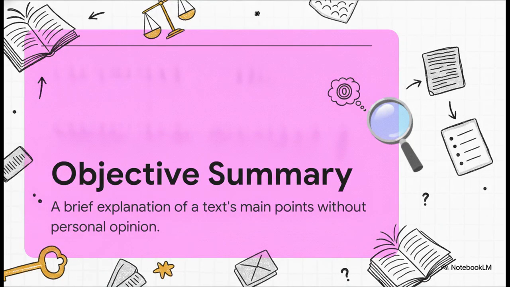But hold on, here is a golden rule for navigating the real world. Before you can debate a nonfiction text, you absolutely must be able to summarize it fairly. An objective summary is a brief explanation of a text's main points that totally leaves out your own personal opinions or feelings. It is 100% neutral. Because, let's be real, if you can't accurately and objectively summarize what an author is saying, you definitely aren't ready to argue with them yet.